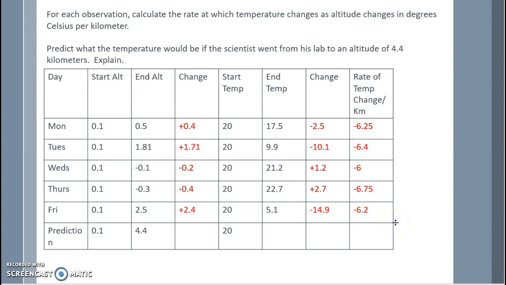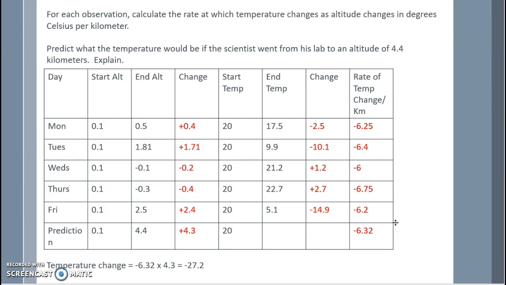Our prediction, if an altitude of 4.4 kilometers, and explain. So our starting altitude has been the same and our altitude of 4 4/10 is listed. So its change would be to add 4 3/10 of a change. So now we can identify what the average rate of change is for the temperature. So we can add them all up and divide by 5 because that's how many there are. So the rate of change per kilometer average is -6 32 hundredths.